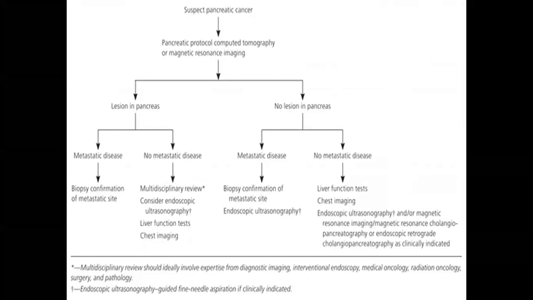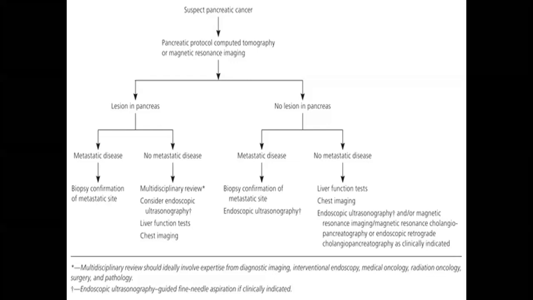Now, there's a scheme for when you suspect a pancreatic cancer: a pancreatic protocol CT scan and MRI. You can divide into two: you find a lesion in the pancreas, or you don't. If you find a lesion, you decide whether it's metastatic or non-metastatic. If it's metastatic, biopsy confirmation of the metastatic disease will show that the patient has it. If there are metastases, there's a multidisciplinary review. You can go for endoscopy, ultrasonography, liver function tests, and chest imaging.